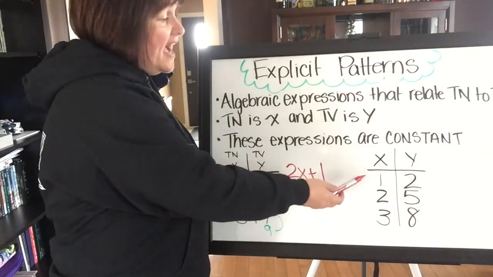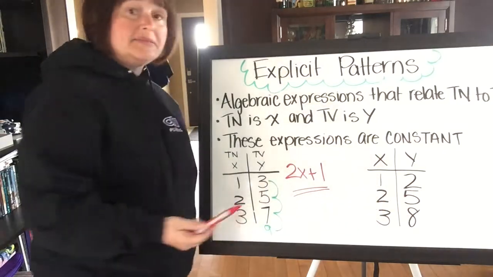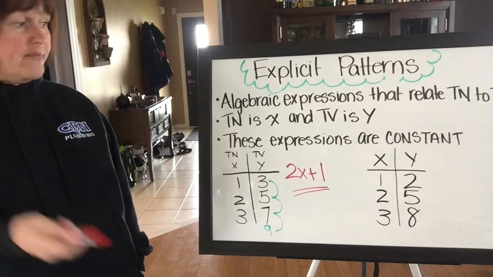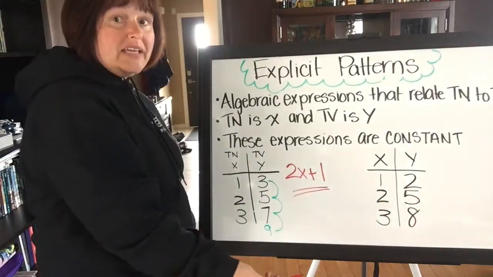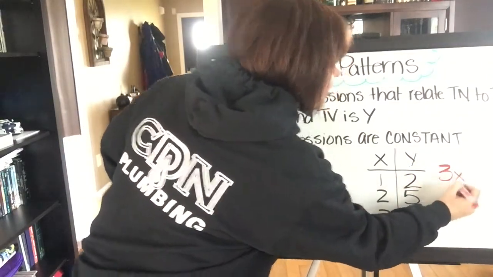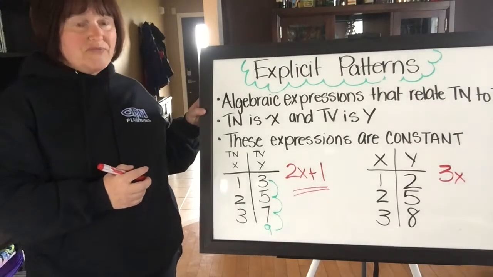Over here, I have 1, 2, 3 for my x and 2, 5, 8. So let's see what I can do. Let's see if I can identify my common difference. 2 plus 3 is 5. 5 plus 3 is 8. So my common difference is 3. So I know we're going to start off with 3x. But what's the rest of this pattern?